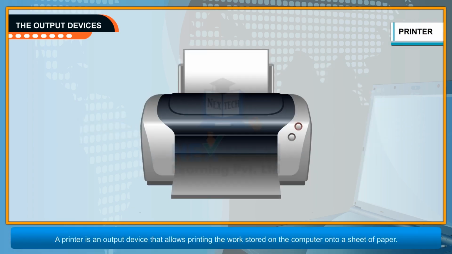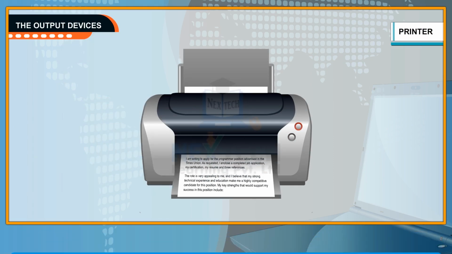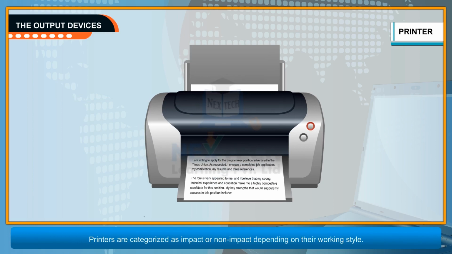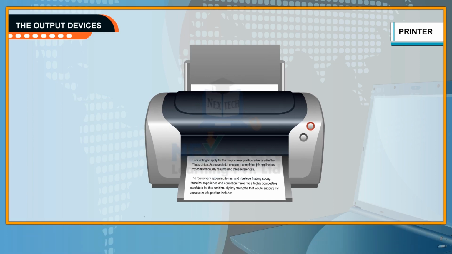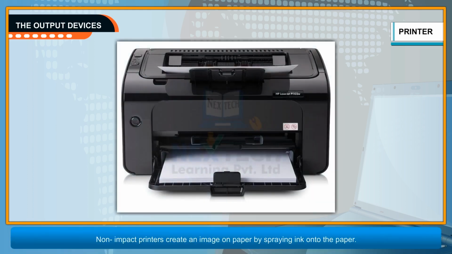Printer. A printer is an output device that allows printing the work stored on the computer onto a sheet of paper. Printers are categorized as impact or non-impact depending on their working style. Impact printers create an image on paper by striking metal on paper. Non-impact printers create an image on paper by spraying ink onto the paper.